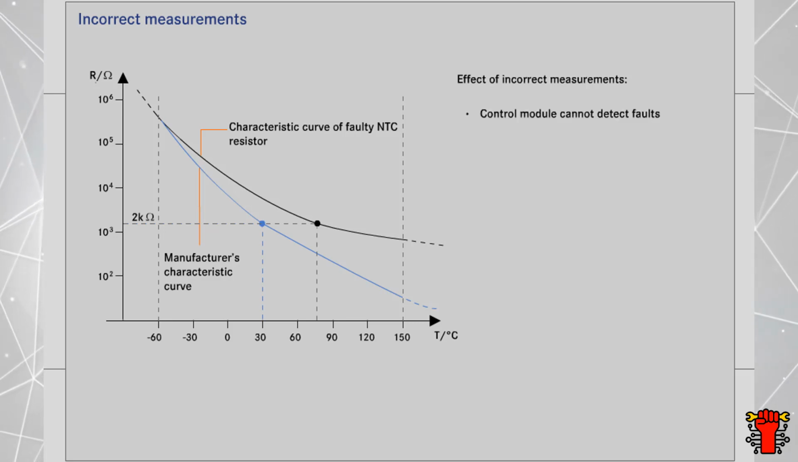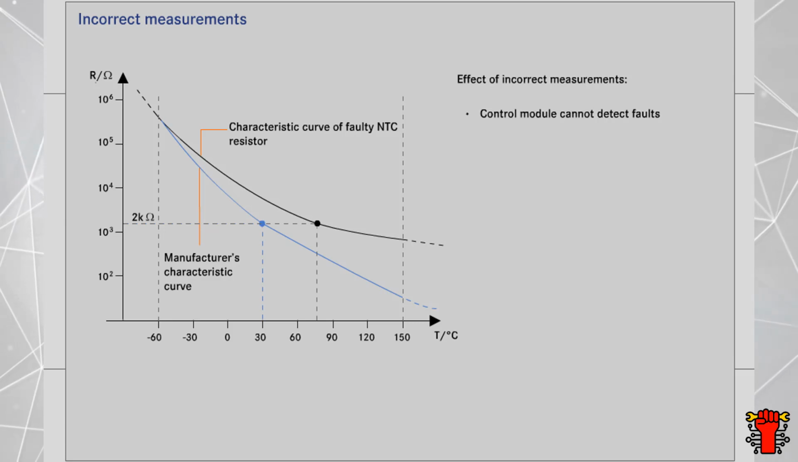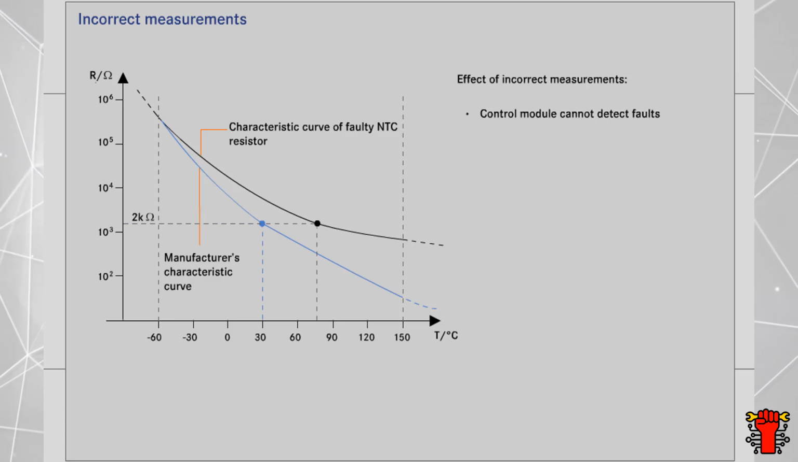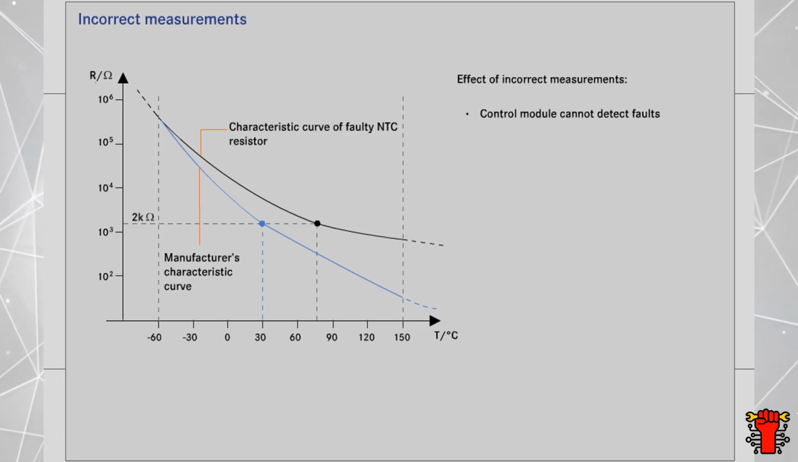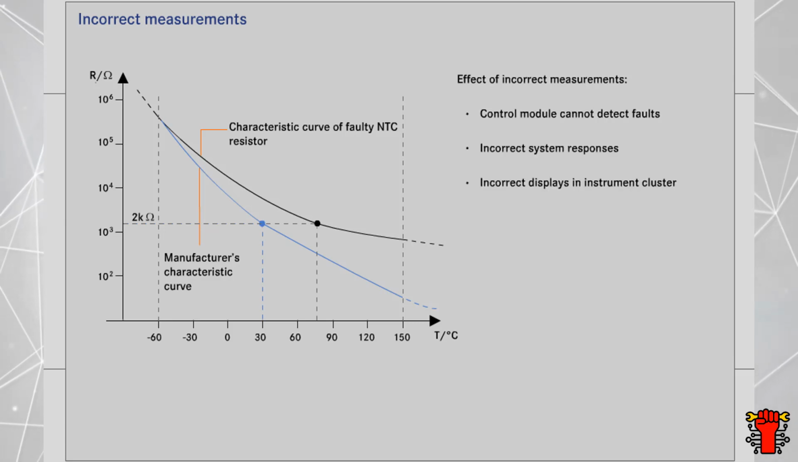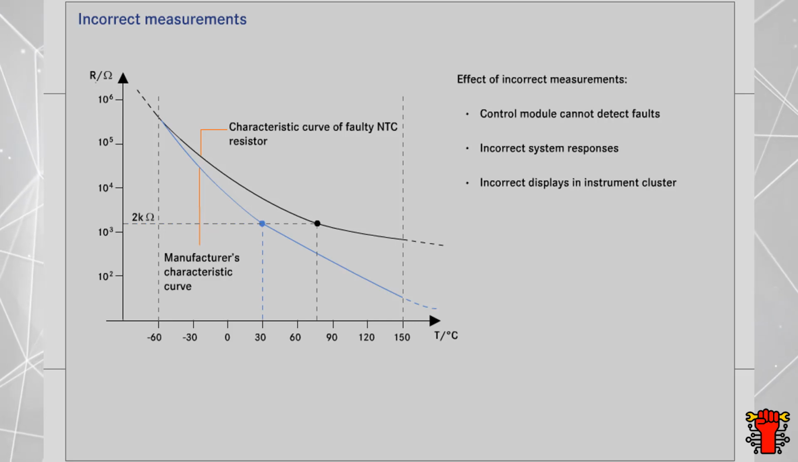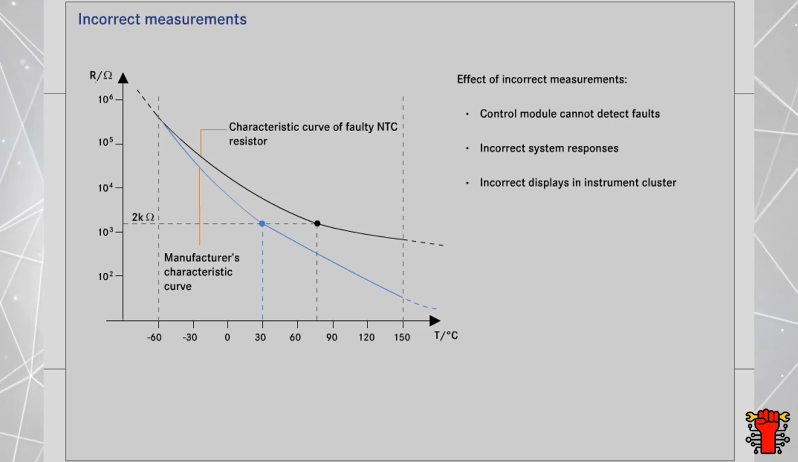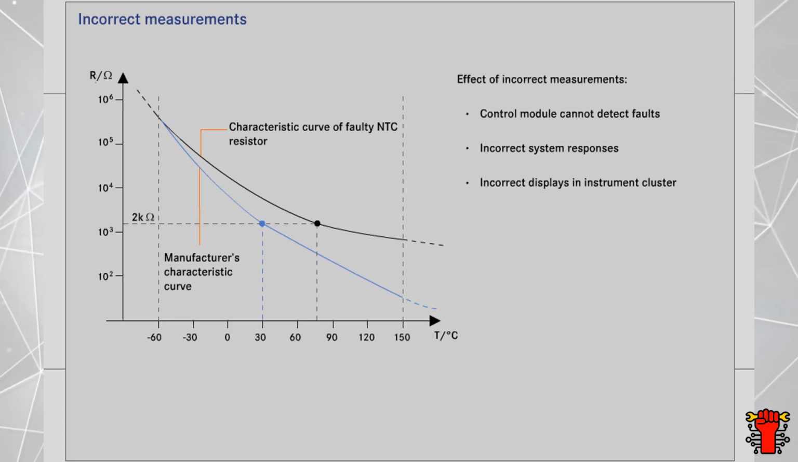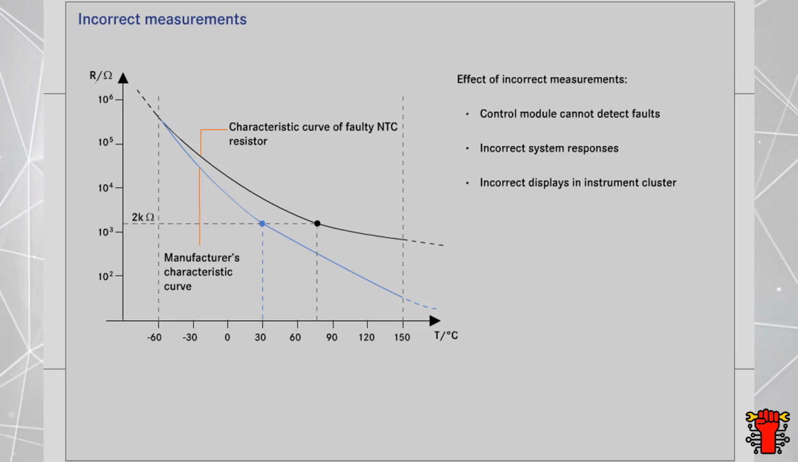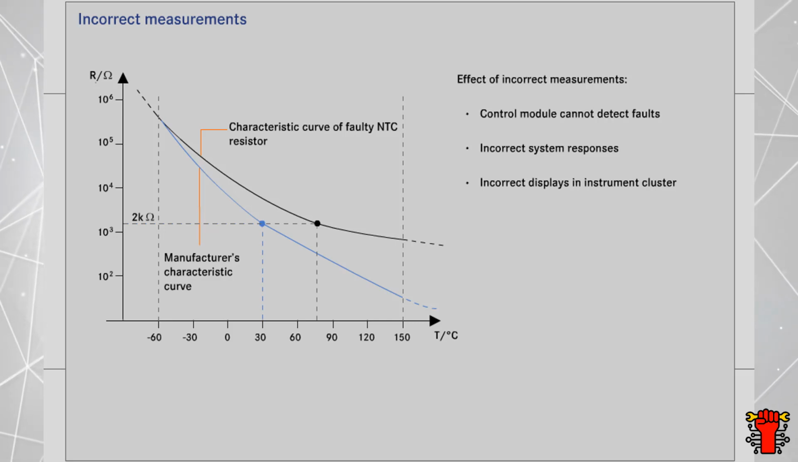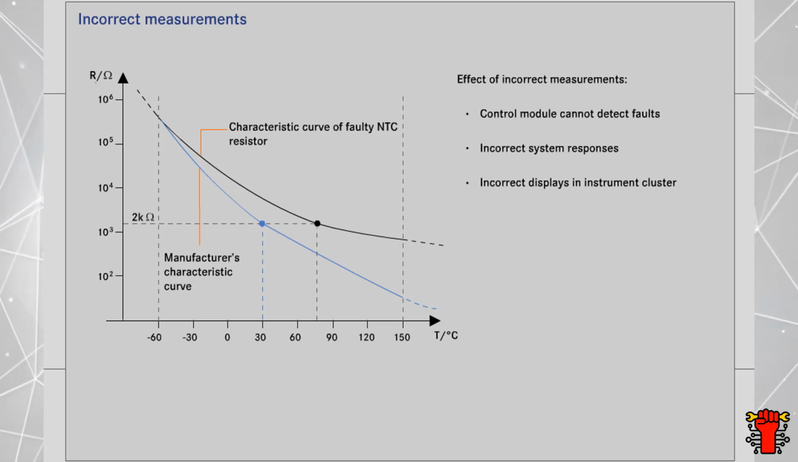As this temperature is still within the sensor's normal measuring range, the control module cannot detect the fault and carries out its tasks based on false assumptions. This may result in, for example, incorrect system responses or incorrect displays in the instrument cluster. In this case, a cold start would not be implemented, even though one is required.